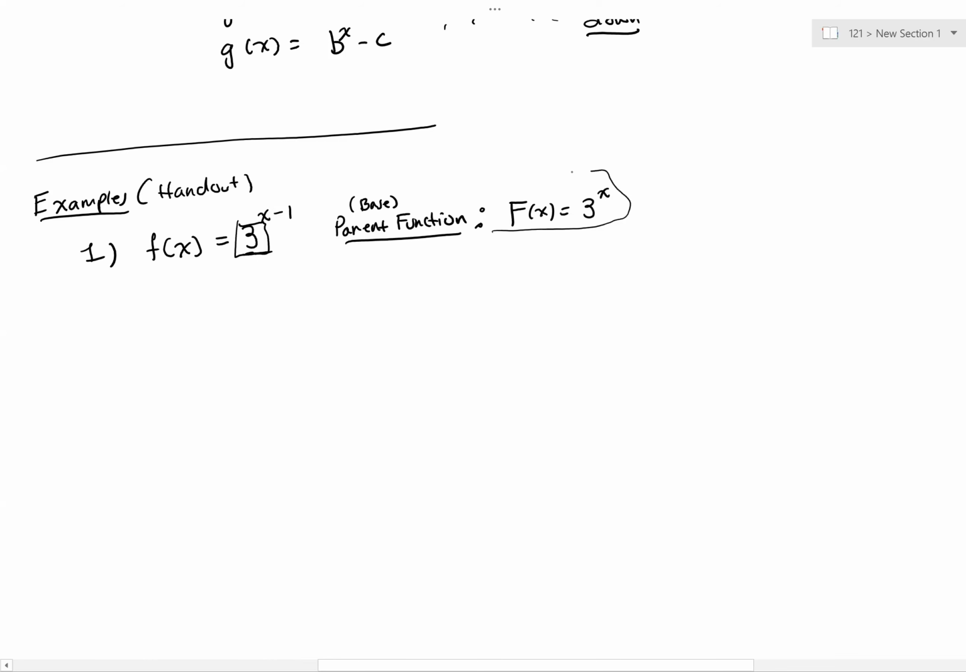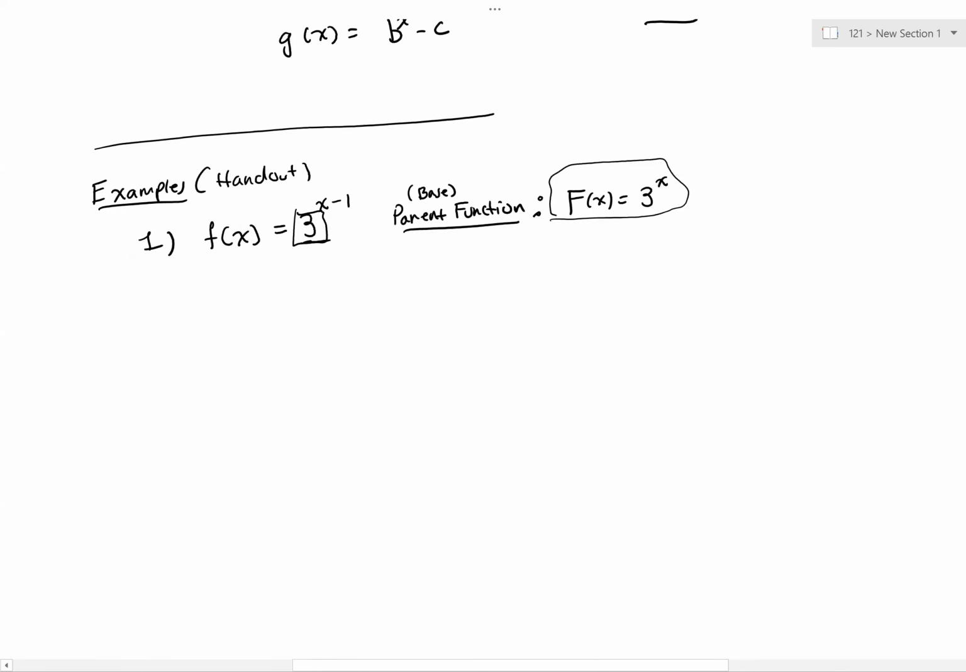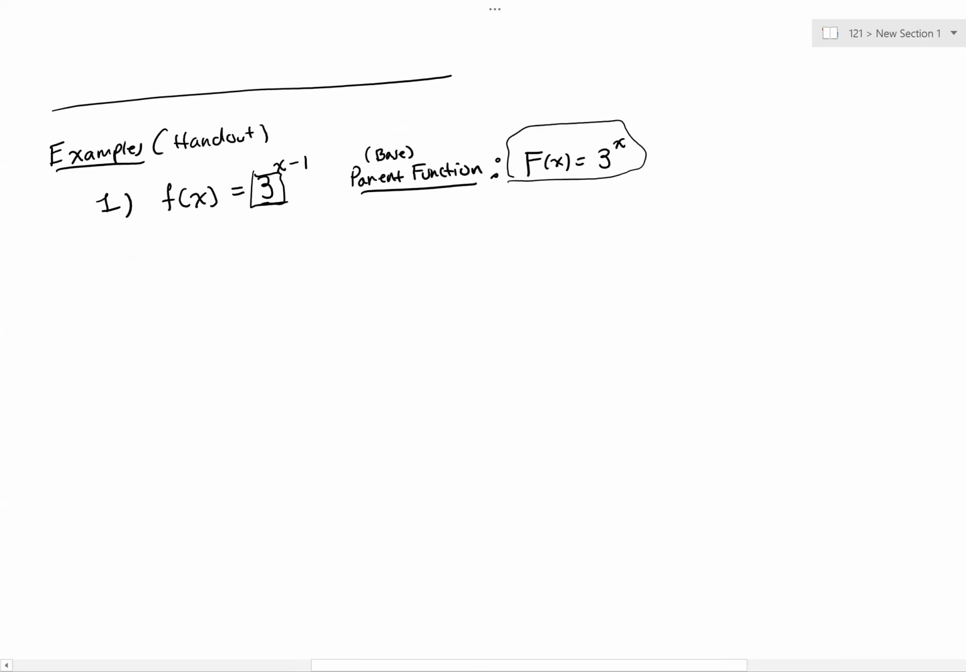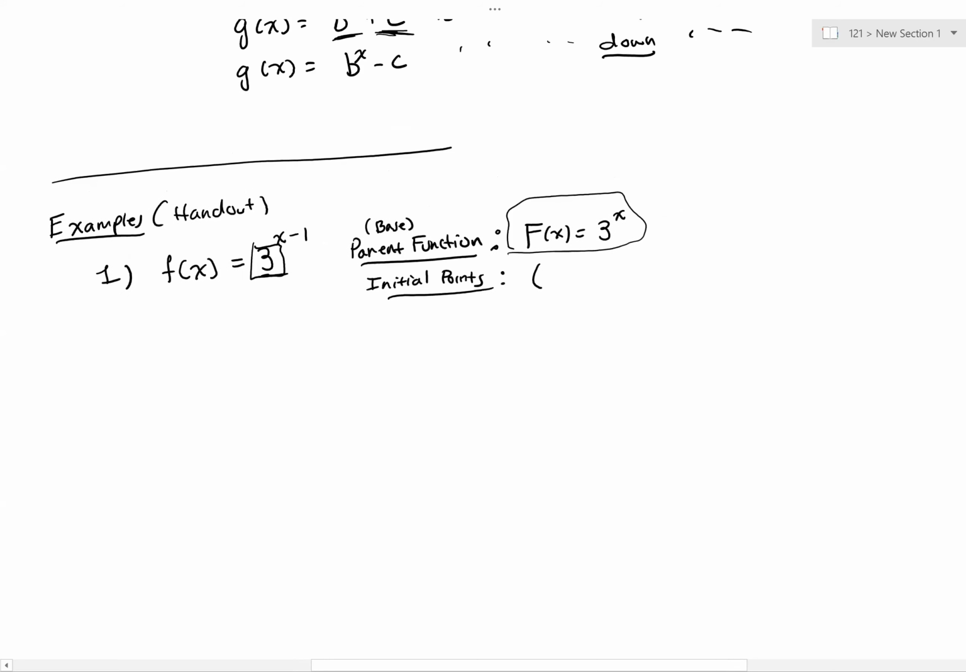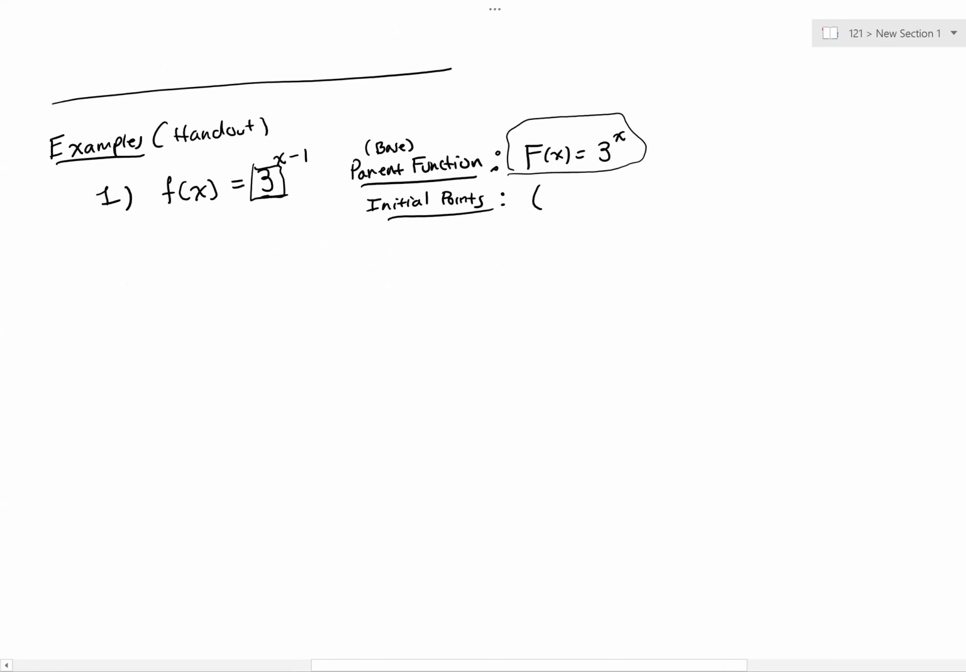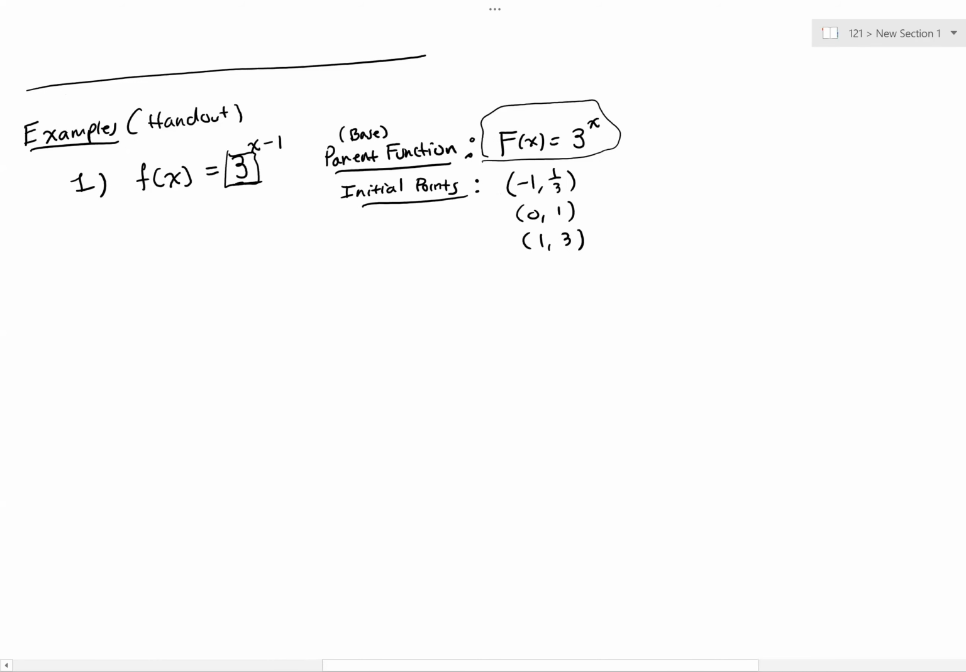And that's going to hold true for every single exponential function you're doing via transformations. You just look at the base, and whatever the base is, that to the power of the variable is your parent function, right? So that's the parent function. And the points, your initial points for your parent function, we did this previously, right? We did this right above. When we graphed these functions, we already know this graph. So we're going to start with the initial points.